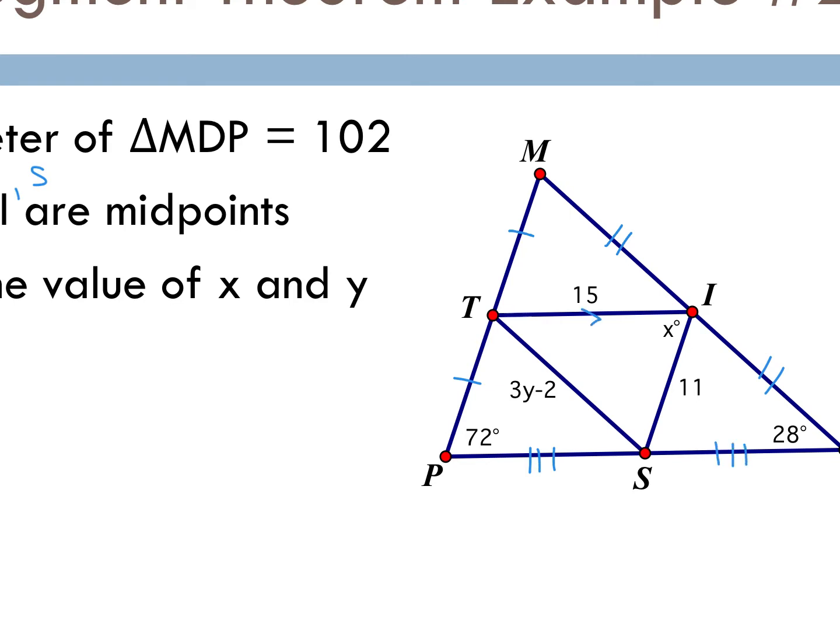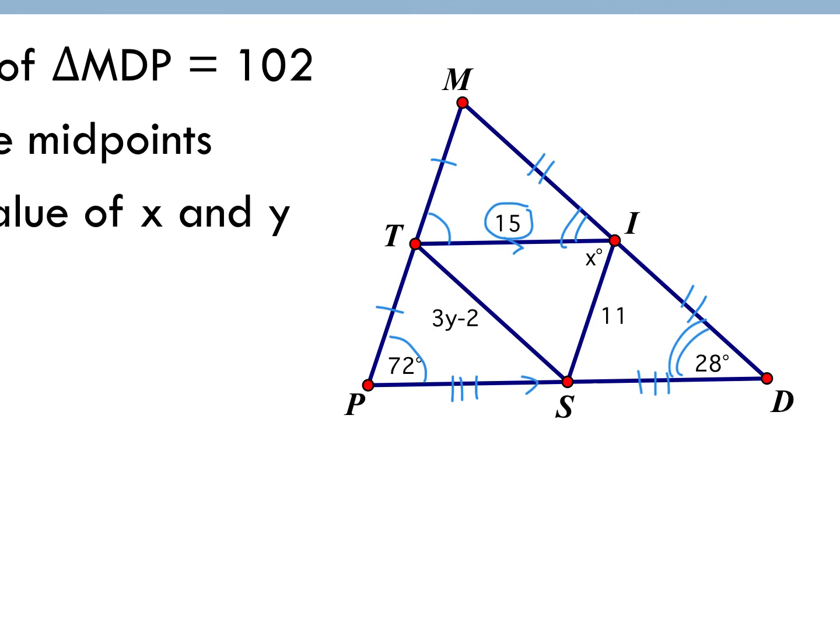All of these are parallel to the third side. So therefore, if this is 72, this is 72. If this is 28, this is 28. And then let's start looking at side lengths. If that mid-segment is 15, the mid-segment has two properties. It's parallel to the third side here being PD, and it's half the length, which means this is 30. But now, because these are midpoints, because this gets split in half, we know each of these has to be 15. This has to be 15.